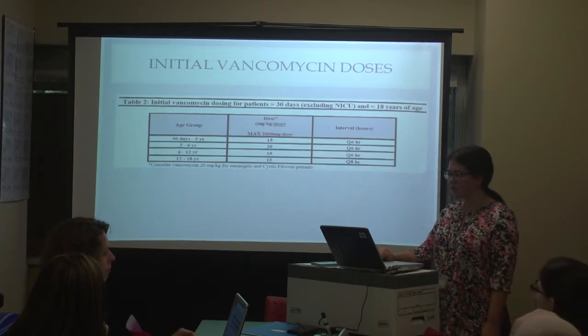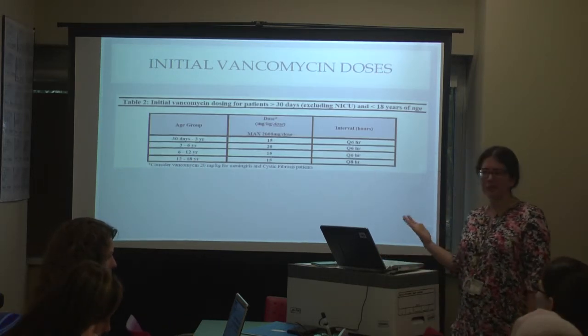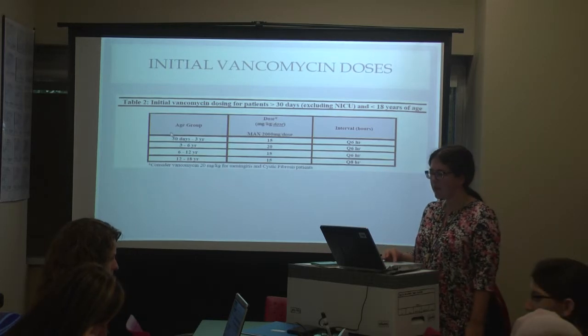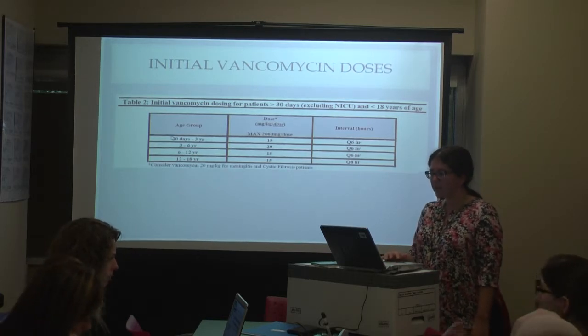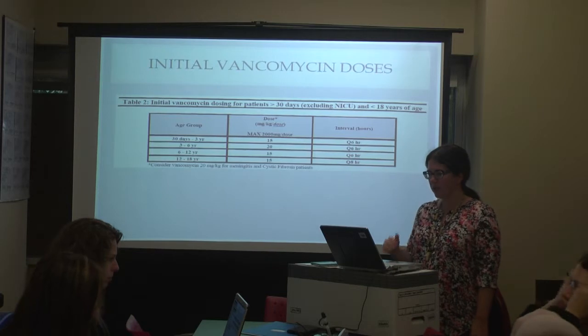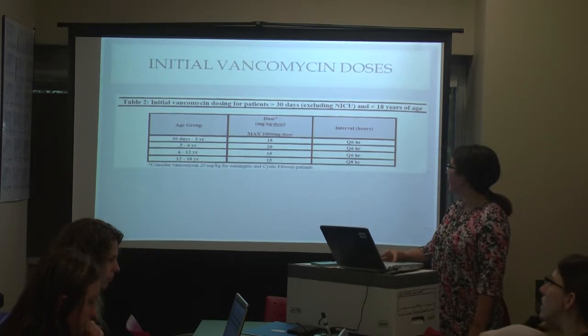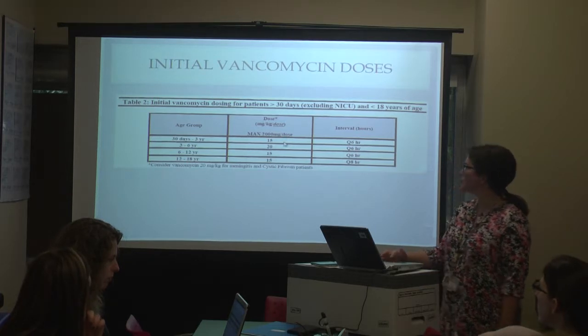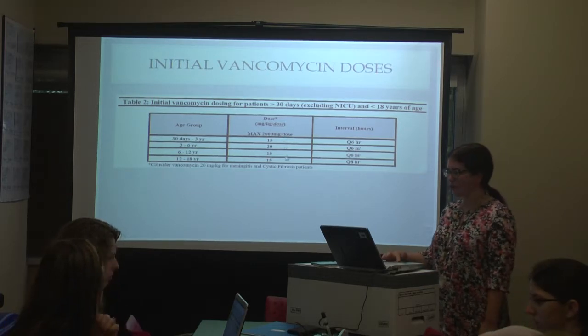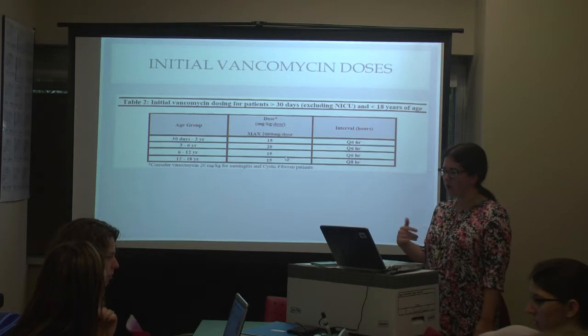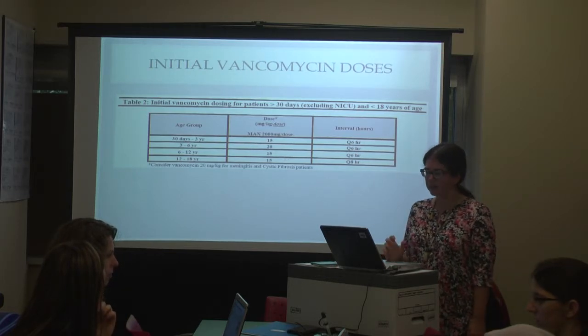So for patients greater than 30 days, this is our pediatric table where most of our doses probably come from. So we have different age groups, and we can see that 15 mg per kg Q6 is our standard for most. And then for 3 to 6, it's actually 20 mg per kg Q6, and then for 12 and greater than 12, it's 15 mg per kg Q8.